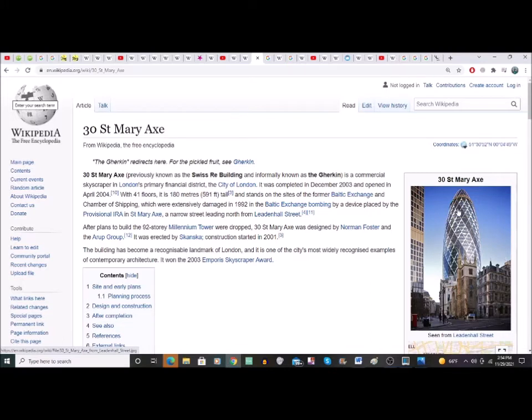It's called the gherkin, and it's also called St. Mary's Axe. What does Odysseus have to shoot his arrow through? Through the eye of the axe. This is what he has to shoot through, the eye of the axe. We've got a ton of references here, right from this remake of Rocket Man. You can't write this stuff.